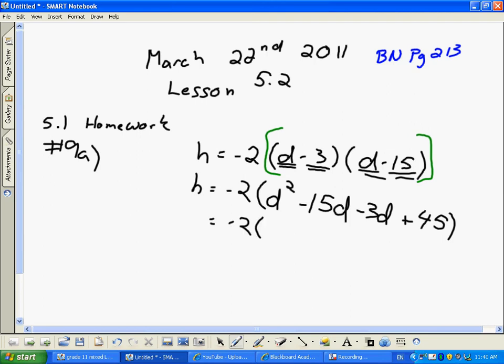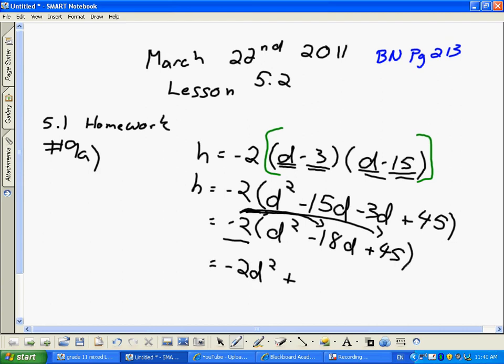I'm then going to simplify inside the brackets. -15D minus 3D is -18D, plus 45. And finally, I have to distribute my -2 to every number in the brackets. -2D squared plus 36D minus 90. That's my expanded form for question 9A.